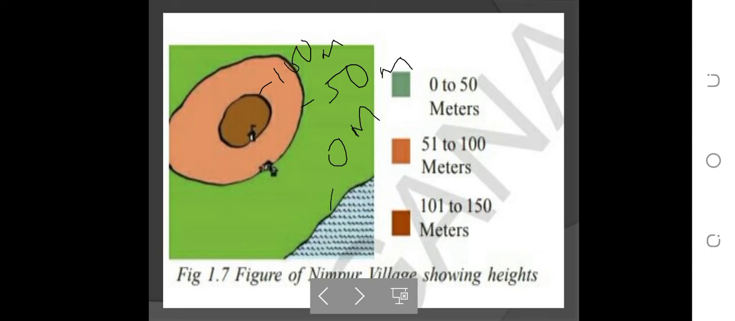It is even shown in color: 0 to 50 meter is green, 51 to 100 meter is light brown, then 101 to 150, or you can say 100 and above, is dark brown. In this way we can represent the height of different places on a map. I hope you have understood.